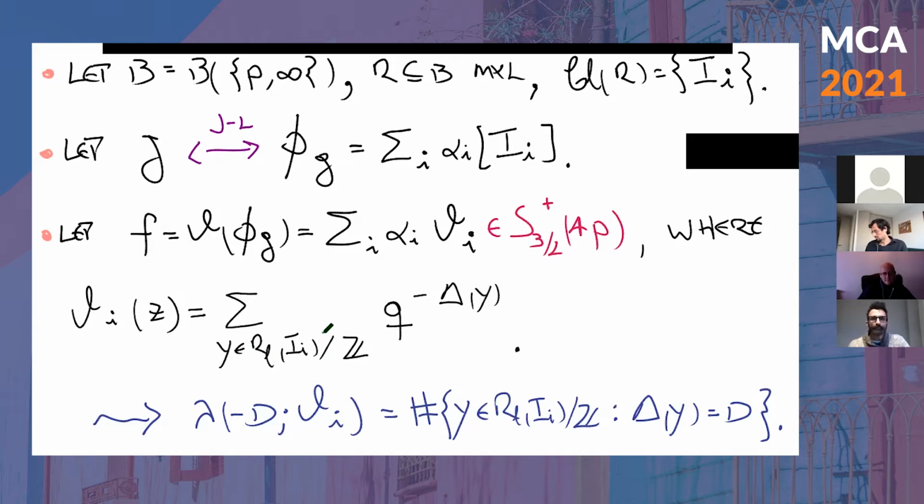One of the good things about this construction is that these coefficients, which were involved in the Waldspurger formula, you can completely compute them effectively. If you want the minus d coefficients, all you have to do is to count all of the points in these lattices with discriminant d.